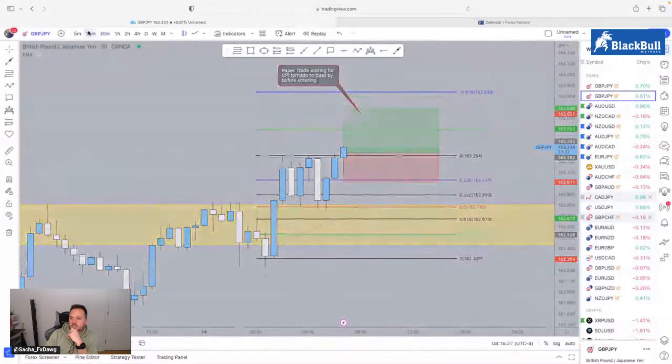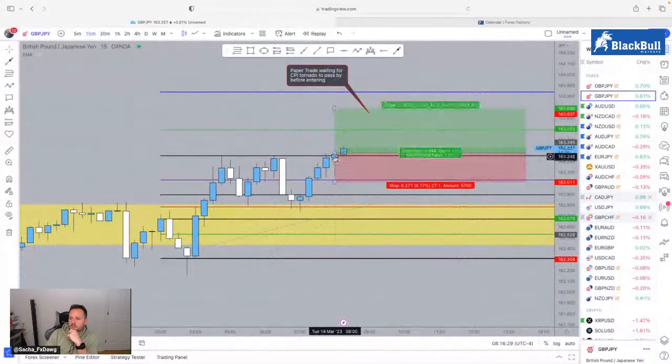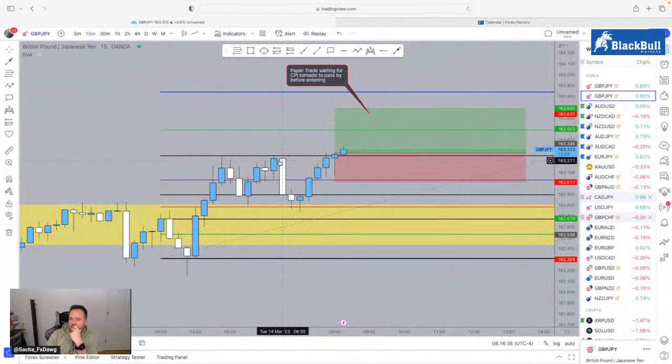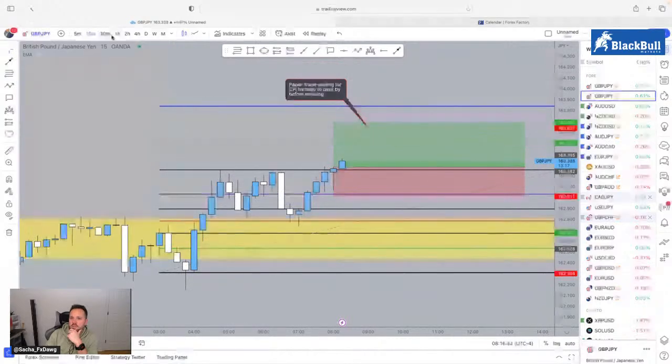So the 15-minute closed bullish, small body candle, small doji, but we did close above this resistance, which is a good sign. I like this wick rejection. I just don't like this body. It's kind of a hammer candle, whatever.